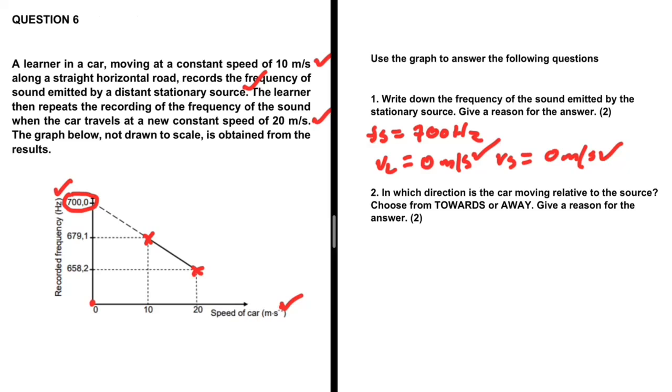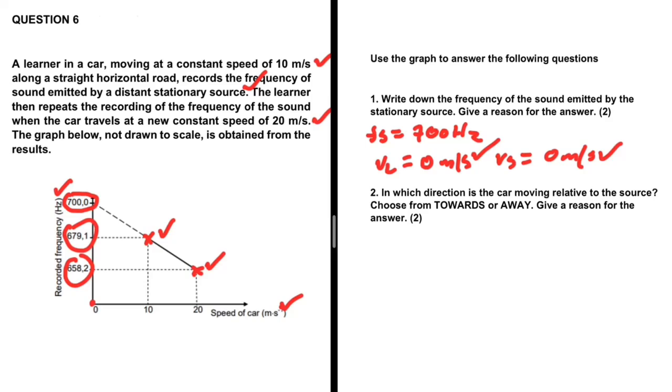I'm not sure if you realize, but when the speed of the car is 10 meters per second, the observed frequency is 679 hertz. And then when the speed of the car increases to 20 meters per second, the observed frequency is 658. So as the speed of the car increases, the observed frequency is decreasing. So clearly the car is moving away because of that. If it was increasing, the car would be moving towards.